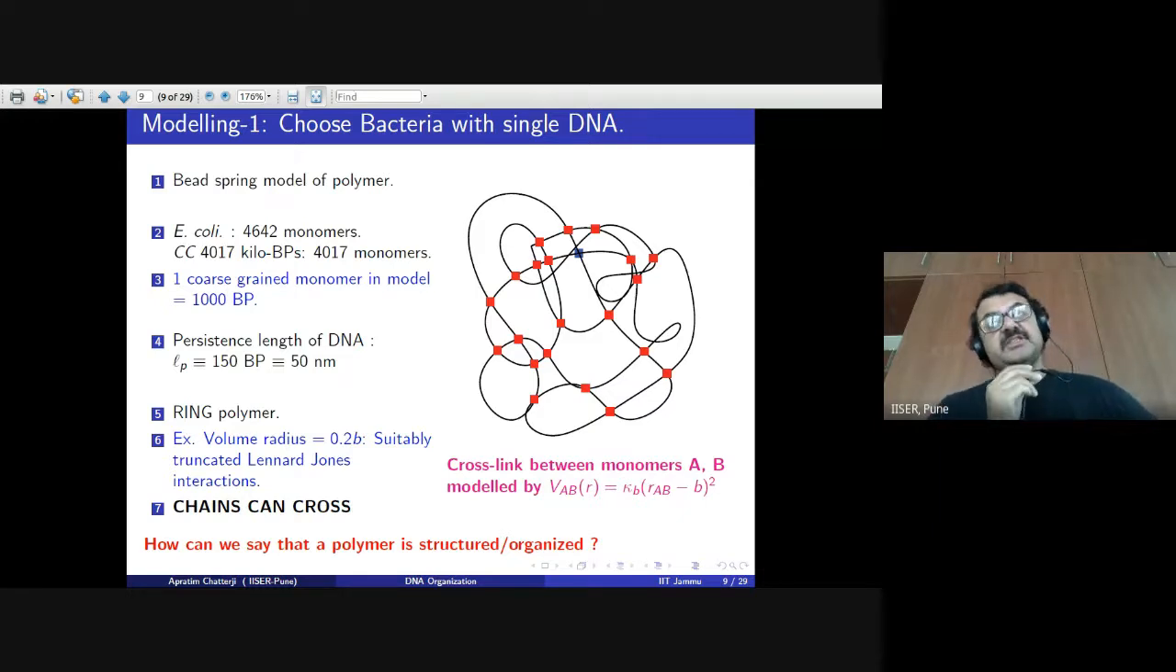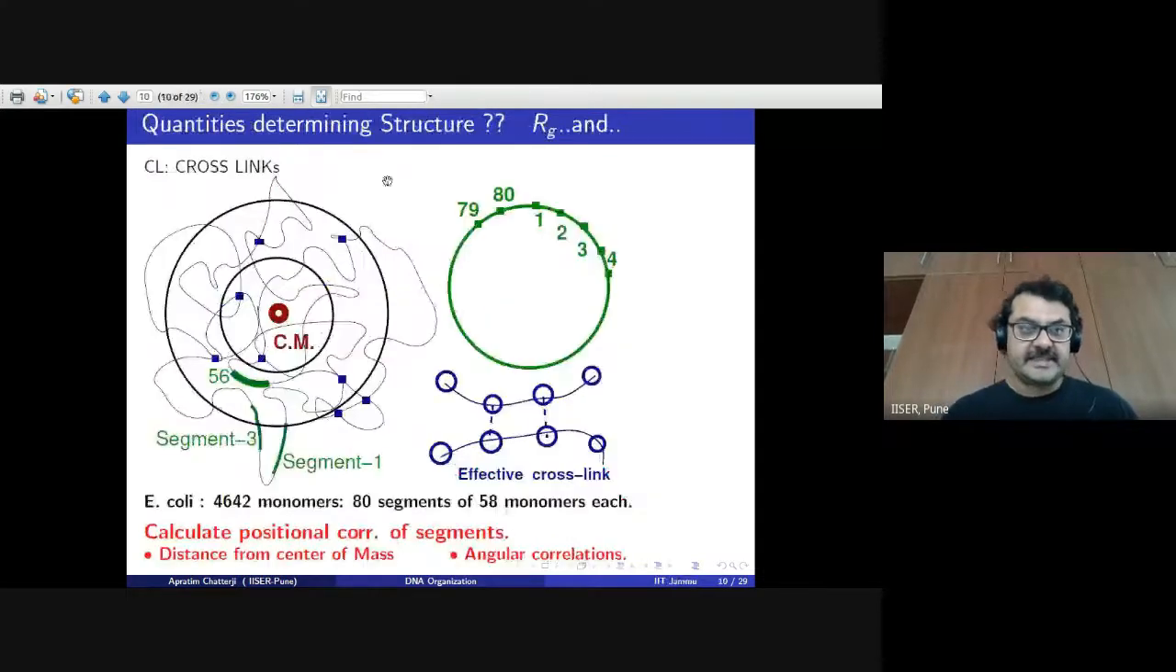And the first question to ask is, if we say that a polymer is getting organized, how do we measure organization, where we know that the polymer is going to explore different conformations? Okay, so what's the measure of organization?